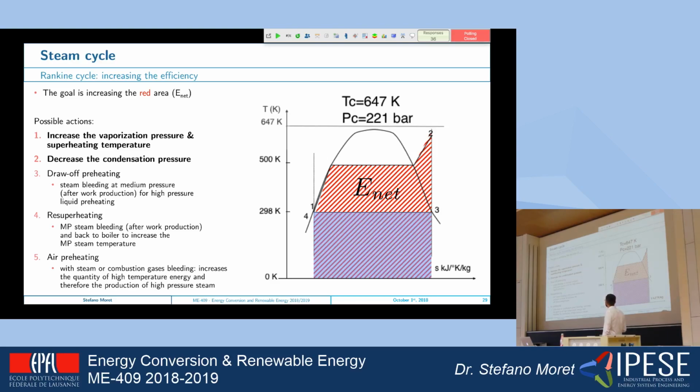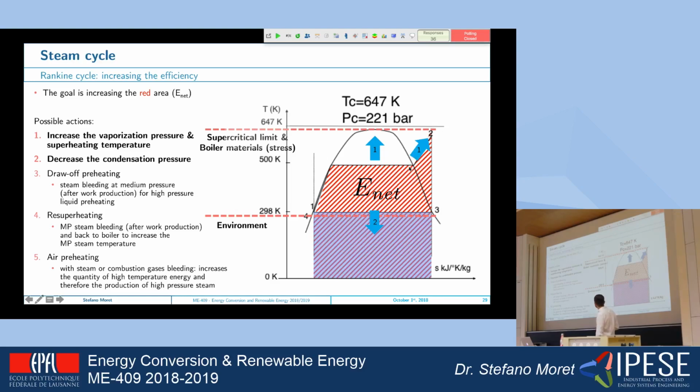The first ones are increasing the vaporization. So the first one is to increase the vaporization pressure or increase the superheating temperature. So here you have 2 limits to face. The first one is that you cannot go above the critical point. Actually, you can go above the critical point in practice, but the problem is that at that point you will not have a straight line in the graph. You have a line, you have a difference in temperature while the phase changes.